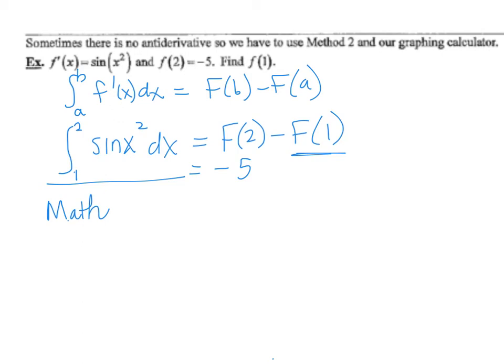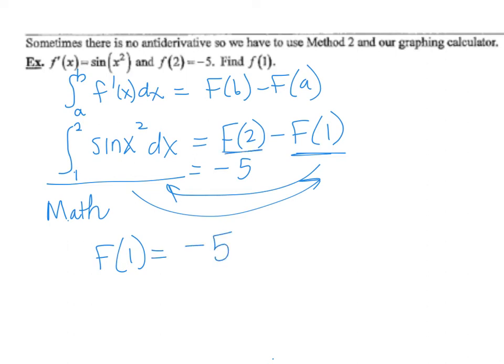So what I'm going to do is kind of rearrange things, right? I want to move this over here and this over here. So f of 1 is equal to -5, this f of 2, right? And then minus what I find for this value using my calculator. No other way to do it. Have to put it in your calculator.